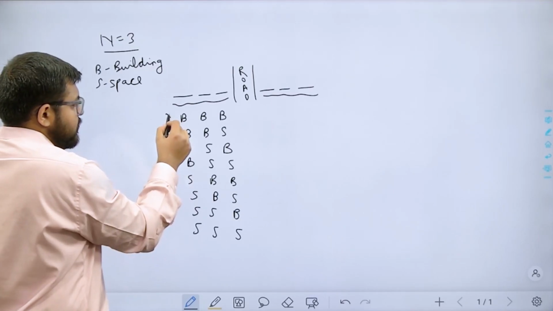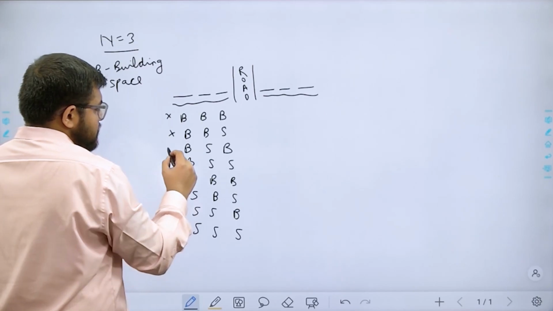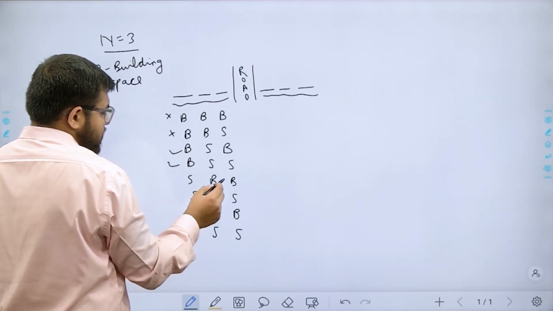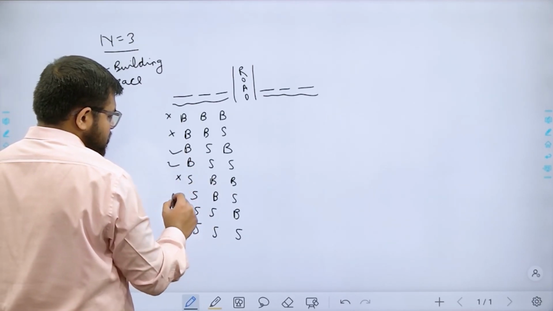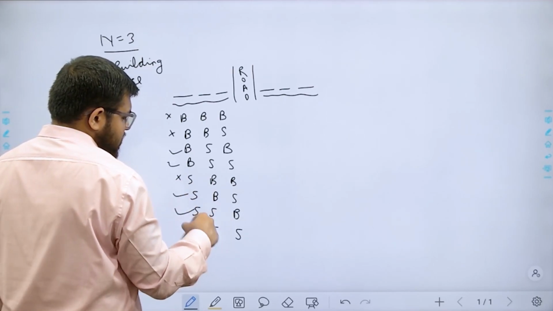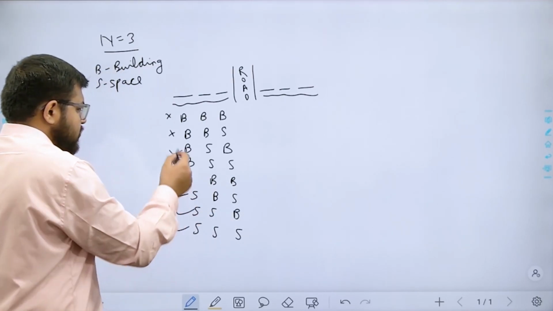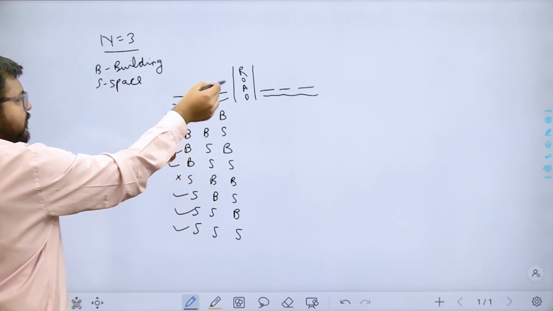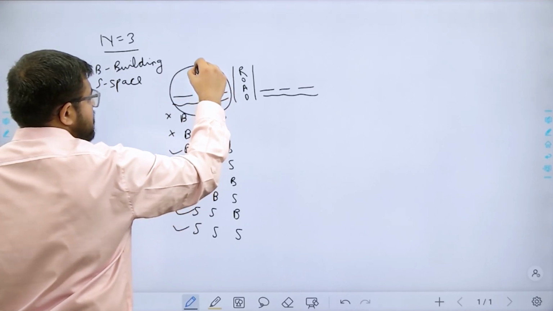Okay, so this is not a possible way, this is a possible way, this is a possible way, this is also not possible. Two buildings are consecutive, this is also possible, this is also possible, and if you keep all empty, this is also possible. So for 3 plots there are 5 ways to construct buildings here.